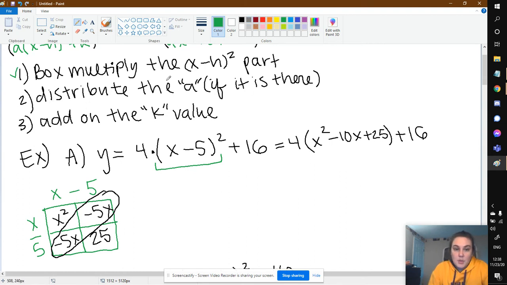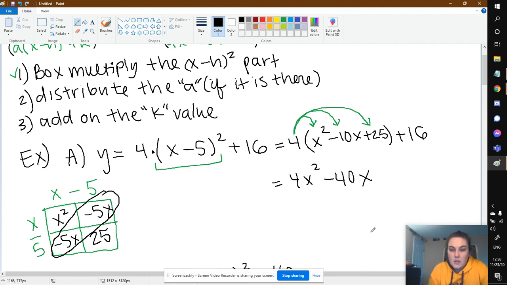The next thing we're supposed to do is distribute the A. So our A was 4. We're going to distribute this to each of the terms in parentheses. 4 times x squared is 4x squared. 4 times negative 10x is negative 40x. And 4 times positive 25 is positive 100. Again, the stuff that was untouched just gets copied down. And now we've distributed the A part.